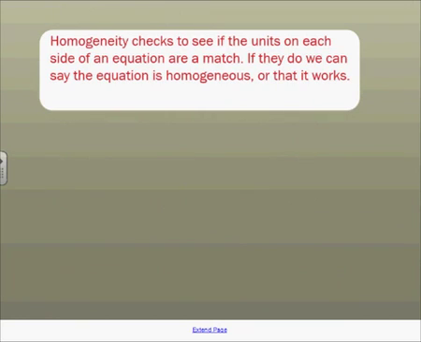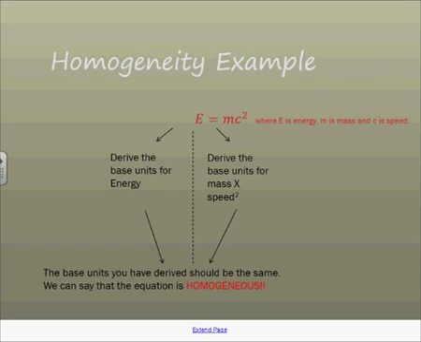So homogeneity checks to see if the units on each side of an equation are a match. If they do, we can say that the equation is homogeneous, or that it works. Okay, let's look at this example here. The famous equation E equals mc squared, where E is energy, m is mass, and c is speed.